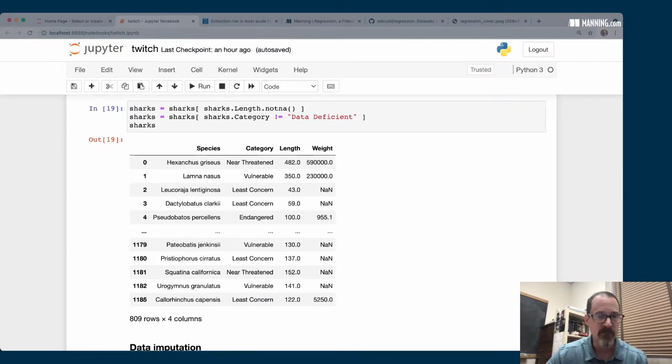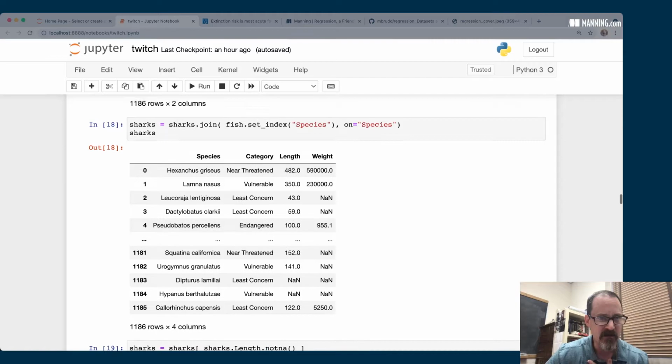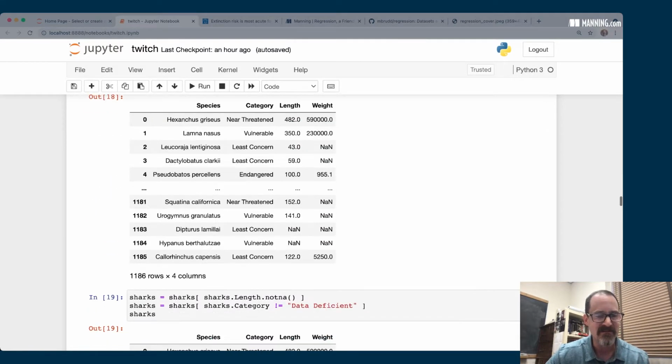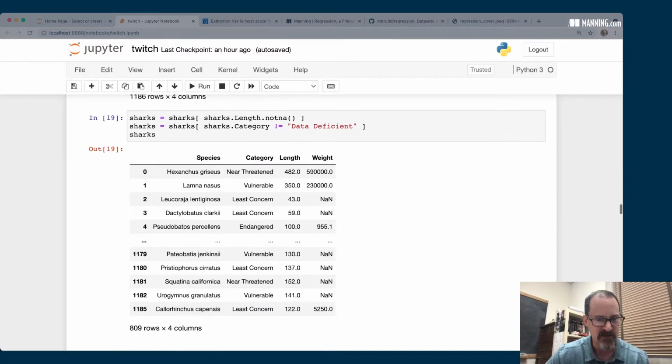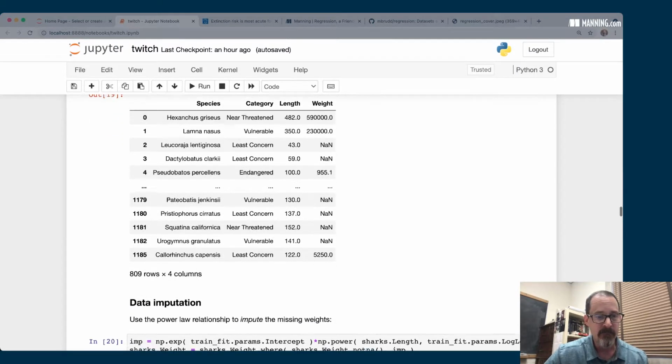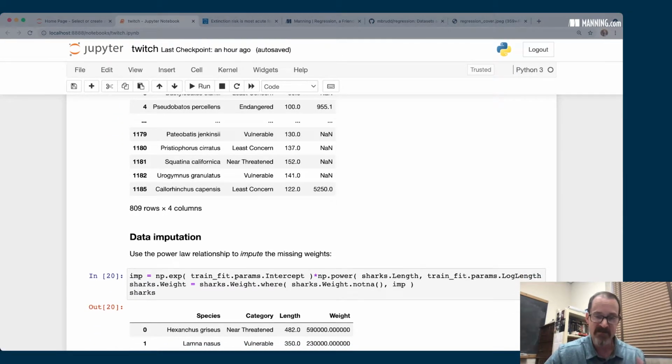So we went from 1,200 sharks, basically, to 809 rows. Now we have our data set. The next thing we'll do is use our linear regression model to fill in those NaNs, not a number. Again, this is called data imputation, so we're going to add stuff in. Sort of the opposite of amputation, where we take things out. So we're going to impute the missing elements.